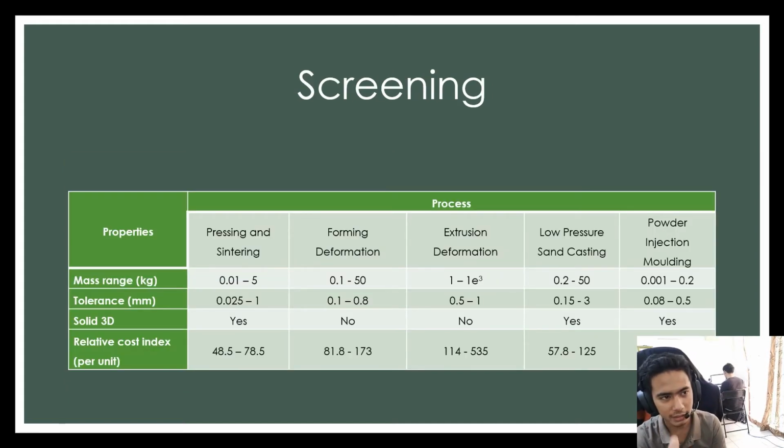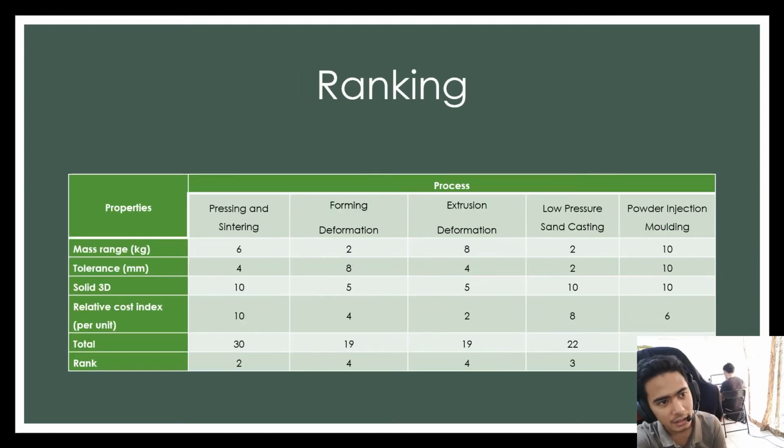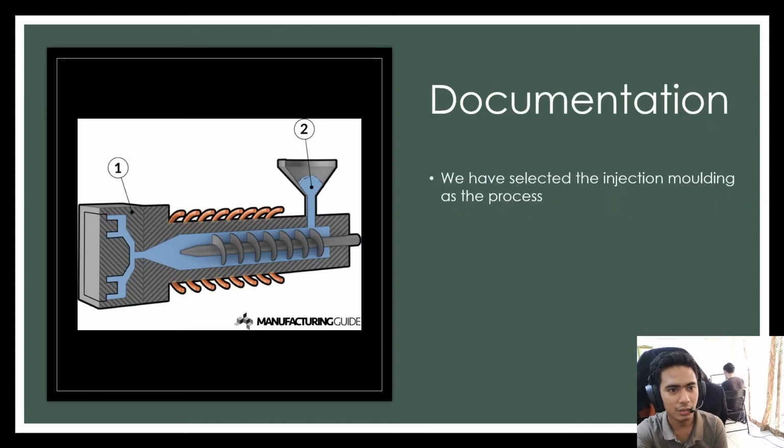And then the screening table. The screening table is to list down the properties and also the process that we have chosen. And then the ranking table will be done. The ranking table is to number the range based on the screening table. And then the documentation is the last step. The documentation is to summarize why we choose injection molding for our process.